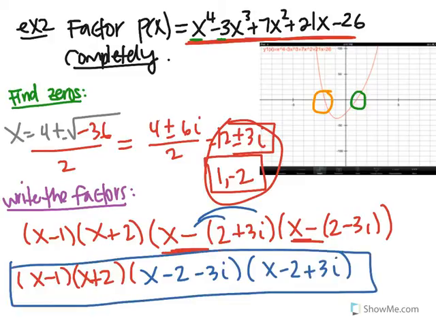So the process is the same for all of these. You're going to find the zeros, get your answers, and then write the factors from those zeros and simplify.